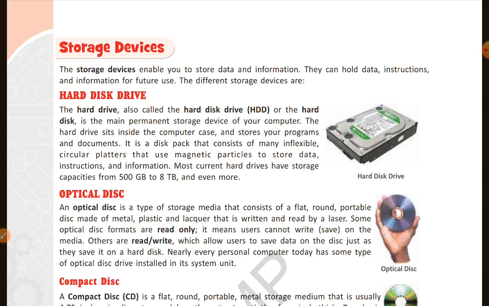It is a disk pack that consists of many inflexible circular platters that use magnetic particles to store data, instructions and information. It is a type of disk that is inflexible, meaning it cannot be bent. It consists of many circular plates that use magnetic particles or magnetic current to store data. Most current hard drives have storage capacity from 500 gigabytes to 8 terabytes or even more.